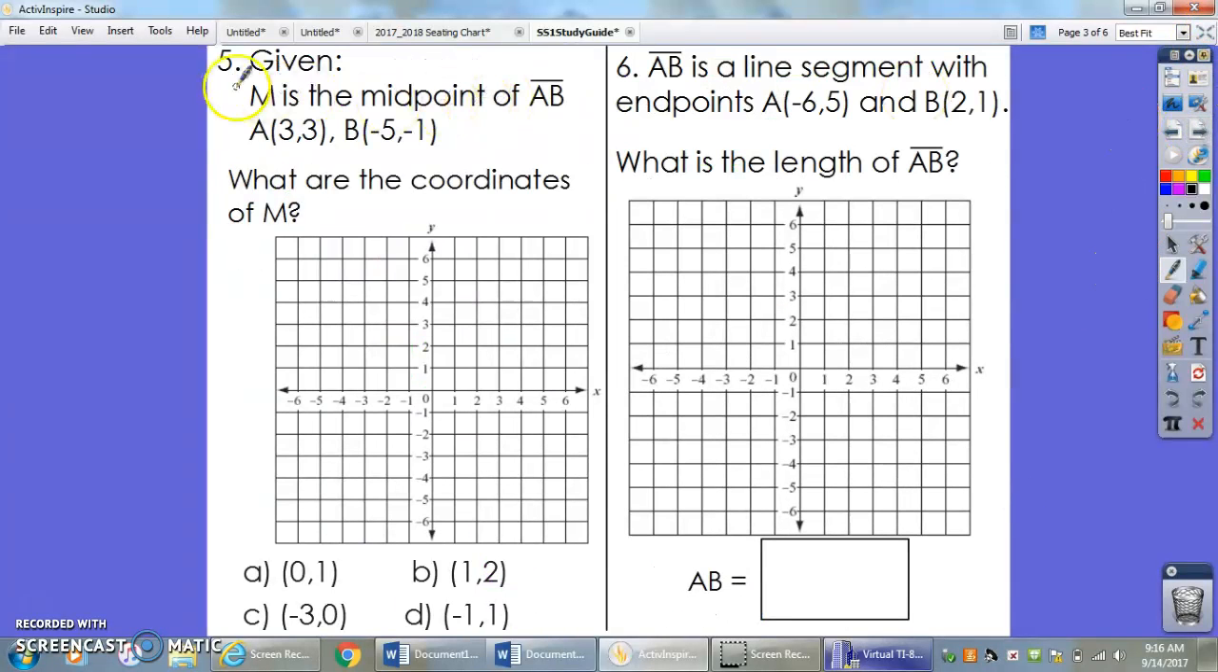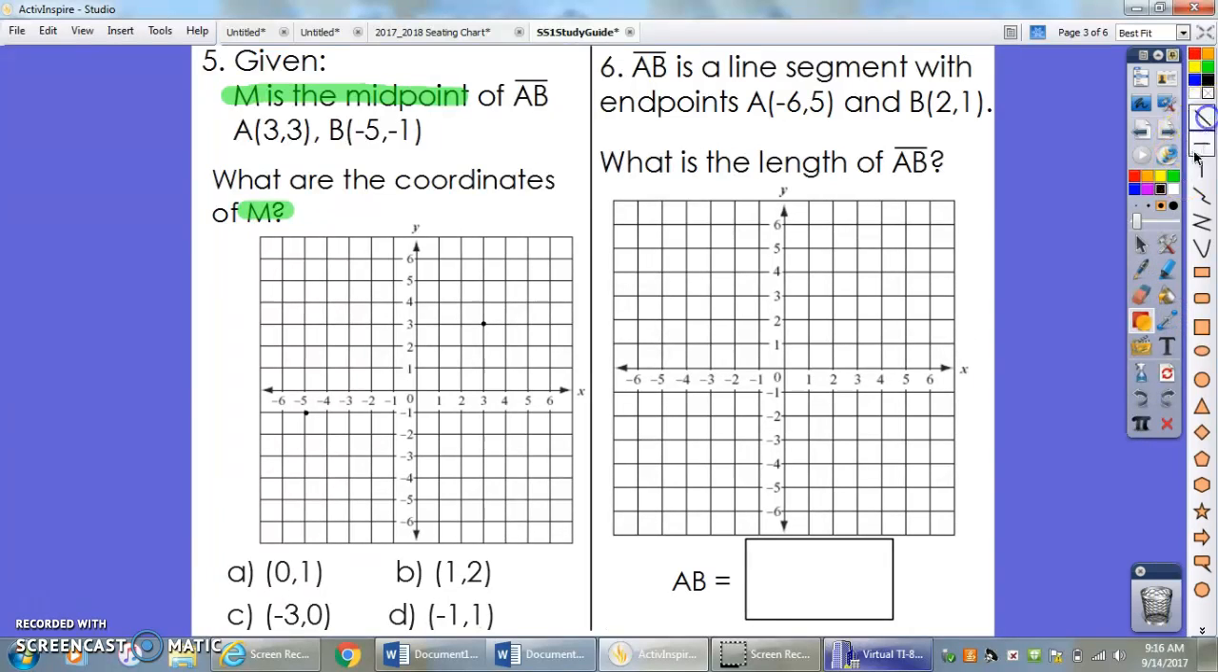Next. Given M is the midpoint of A and B, what are the coordinates of M? Okay, so this is just asking for the coordinates of the midpoint. So we're going to plot our endpoints, 3, 3, and -5, -1. These are endpoints of a segment, so I'm going to connect them with a straight line.